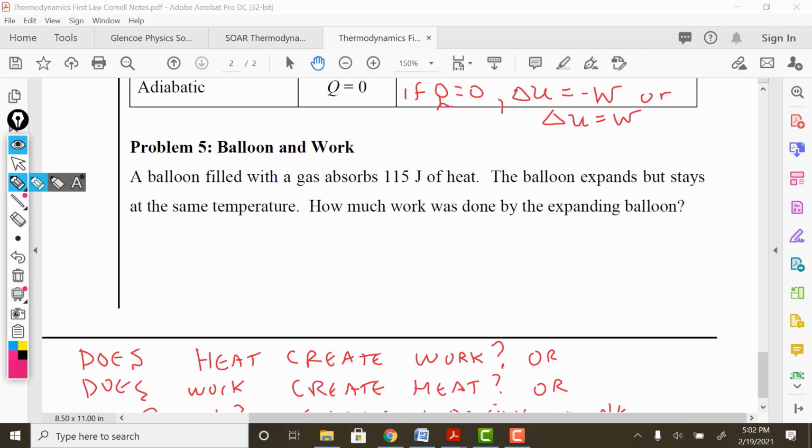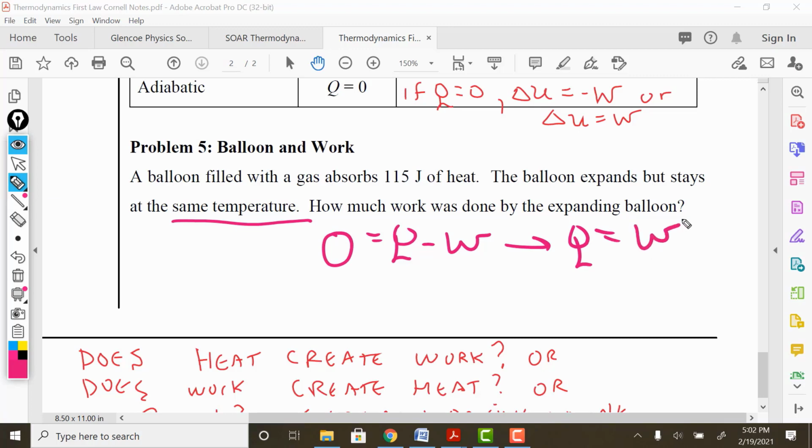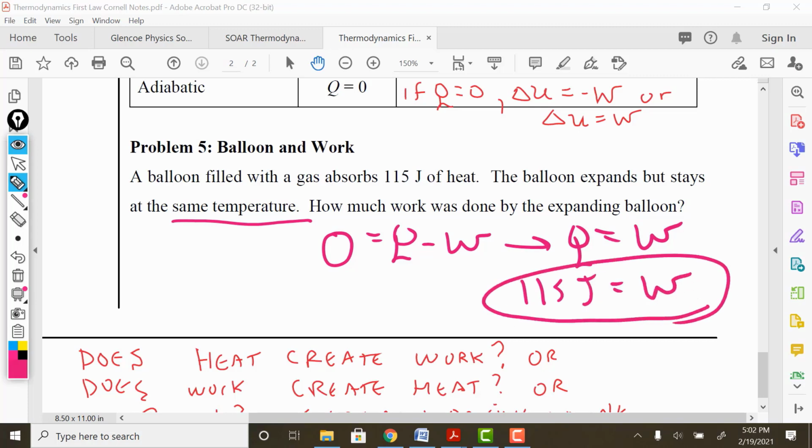Problem 5. A balloon is filled with a gas and absorbs 115 joules of energy. The balloon expands but stays at the same temperature. This is isothermal. We just talked about this. In an isothermal process, delta U is equal to Q minus W, and delta U is zero because the temperature is constant. Which means I get Q is equal to W like we showed previously. So this problem is pretty much done. The heat is 115 joules. Therefore, the work done by the balloon is going to be 115 joules.